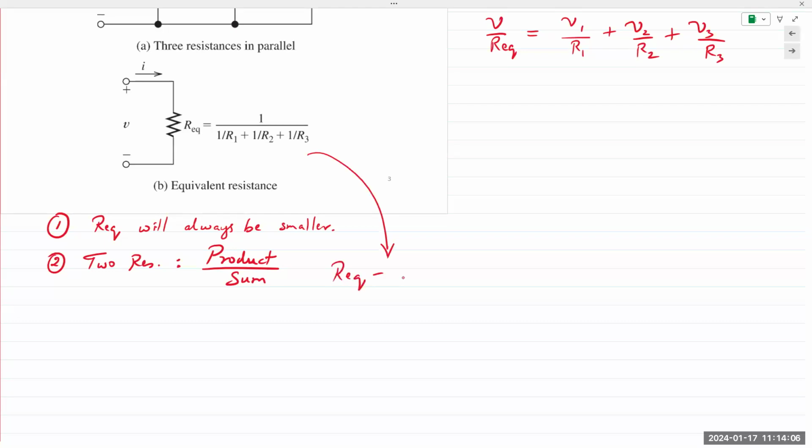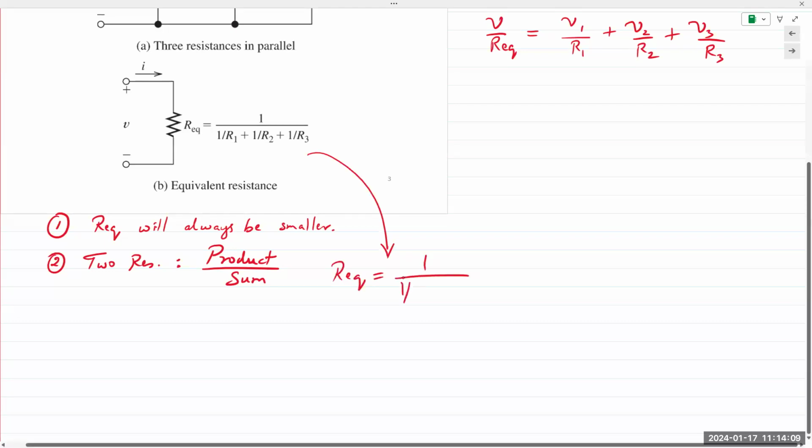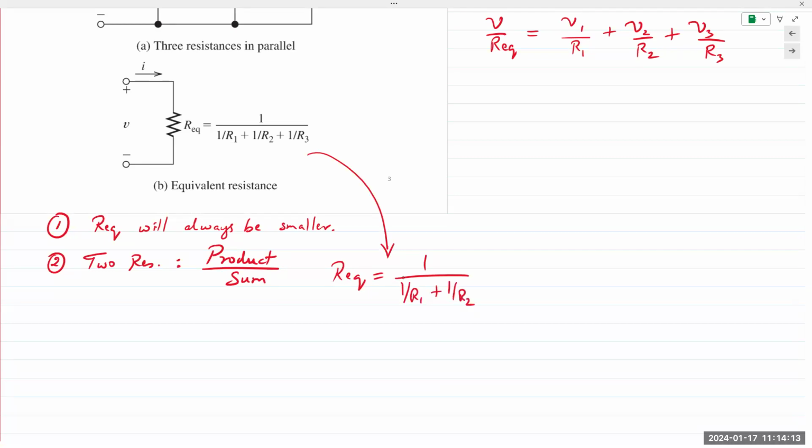If you have two resistors in parallel, you have this equation 1 over R1 plus 1 over R2. When you solve this equation, the resulting answer is R1 times R2 divided by R1 plus R2. Now, more often than not, you would use your calculators to perform the calculation, so it would not matter. But if you're trying to do it in your head or without a calculator, then it's a good thing to keep in mind. It's the product of the two divided by the sum of the two.